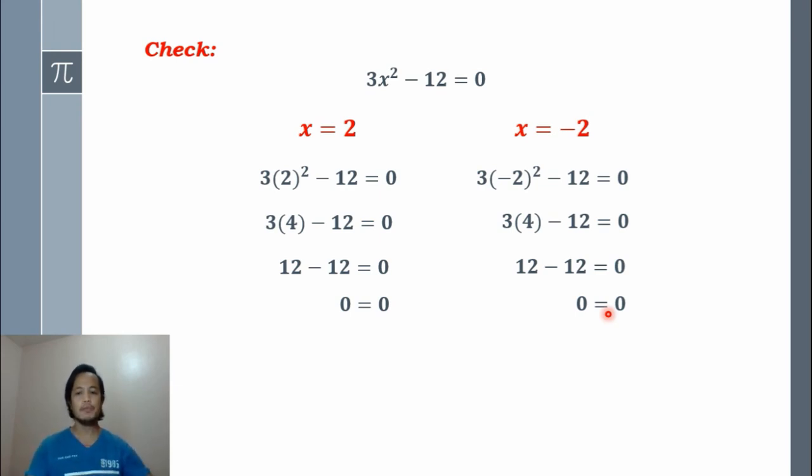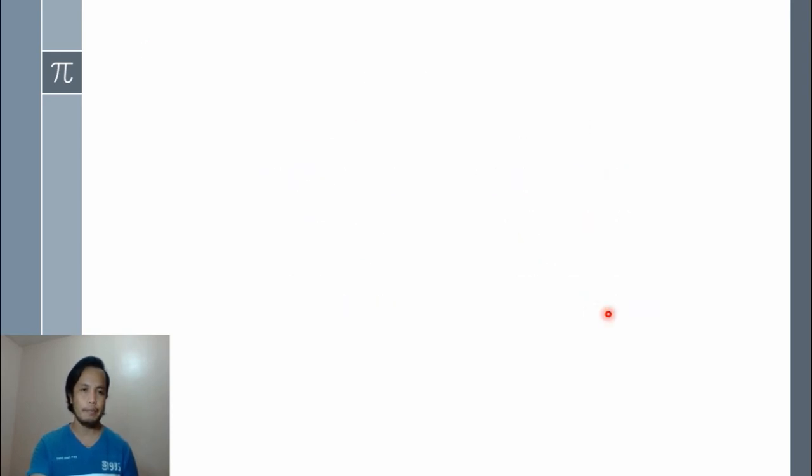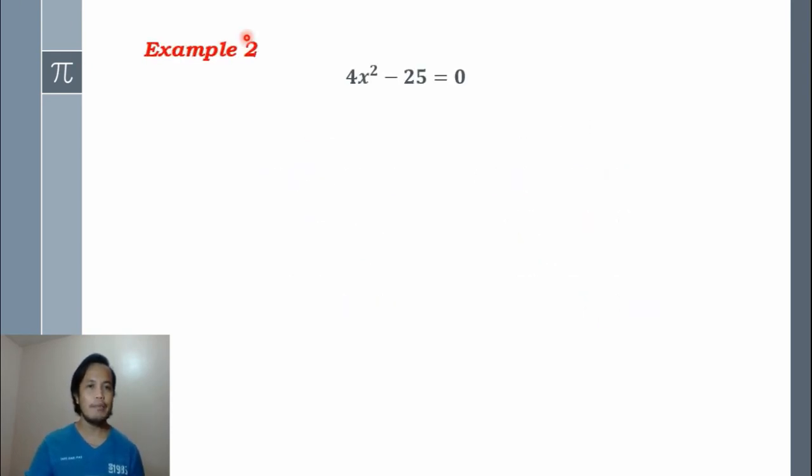Now let's proceed to our last example. This is example number 3, not example number 2. For example, you are given 4x squared minus 25 equals 0. We isolate our constant at the right side and the variable at the left side.